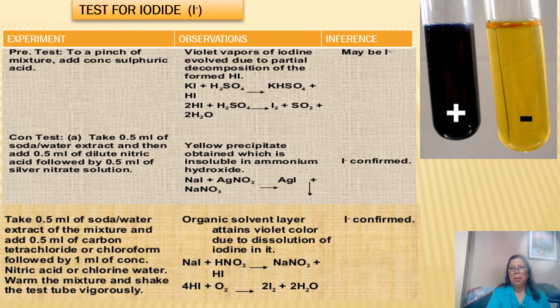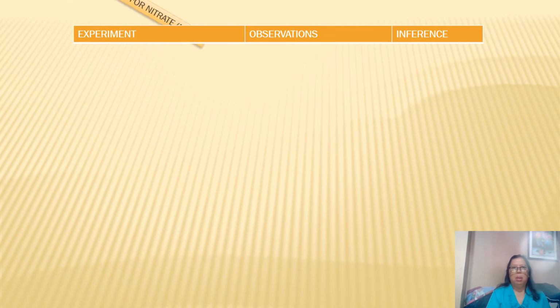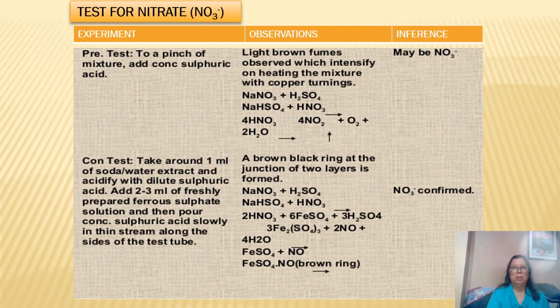So next we have the test for nitrate. Again, sulfuric acid is added, light brown is produced. And for the confirmatory test, after the addition of sulfuric acid, you could add ferrous sulfate, and then more sulfuric acid, a brown black ring is produced between two layers will confirm that nitrate is present.